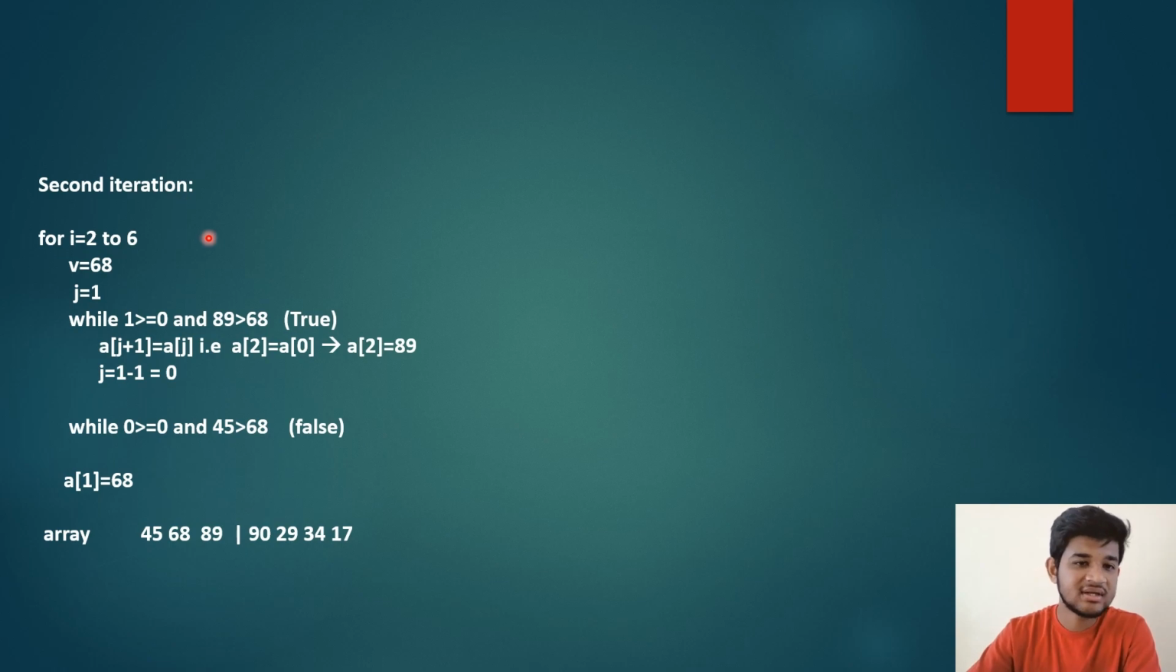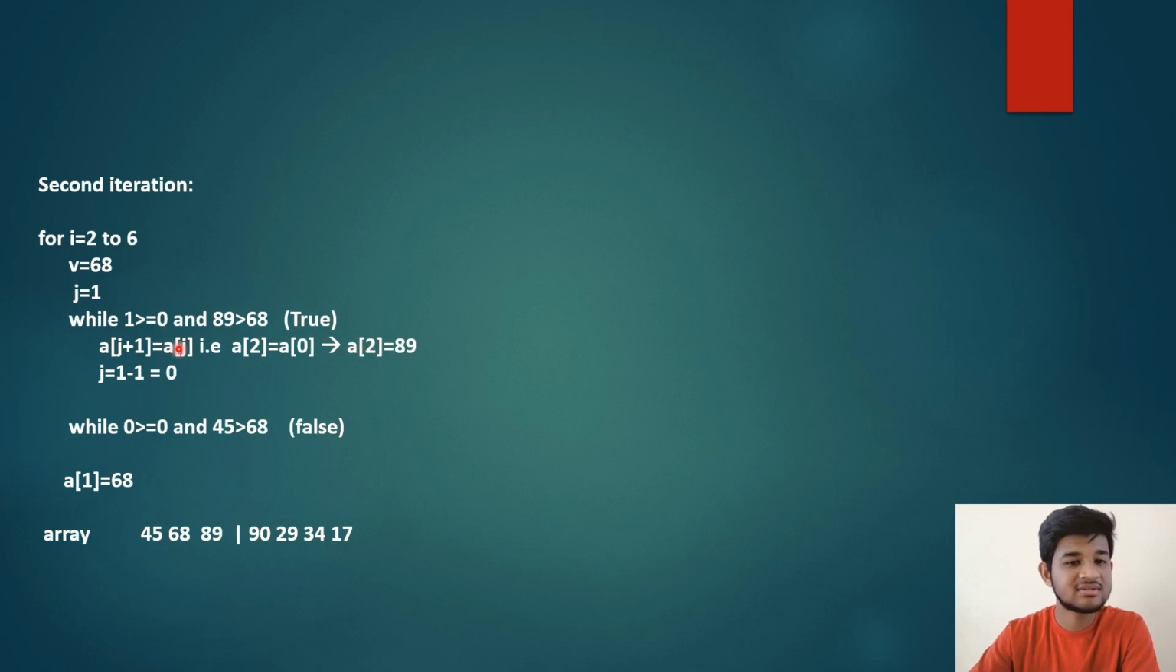Now let us see the second iteration where i equals 2, v equals 68 and j equals 1. While j is greater than or equal to 0 and 89 is greater than 68, where 89 equals A of j and 68 equals v, the condition satisfies, it is true.